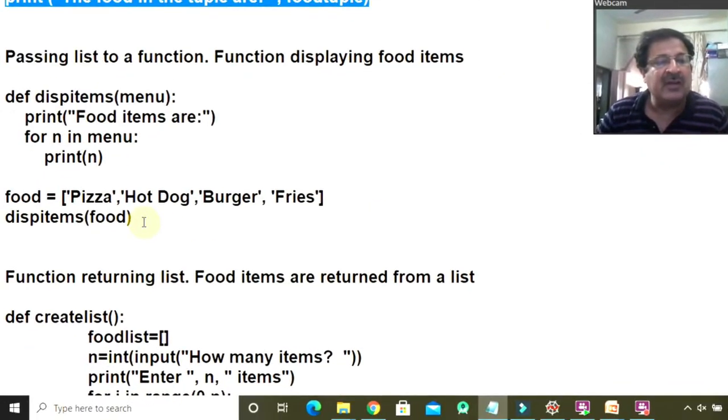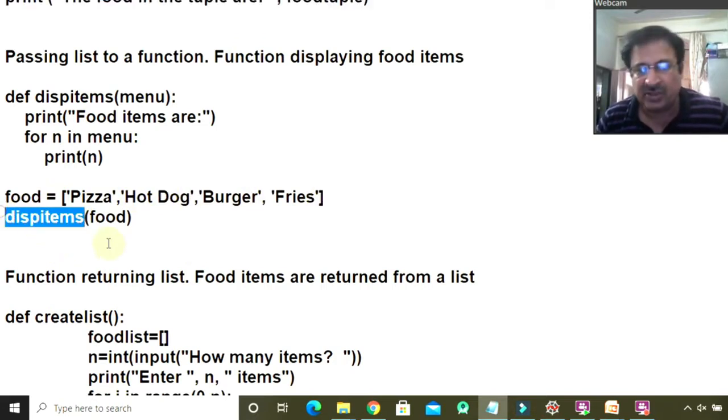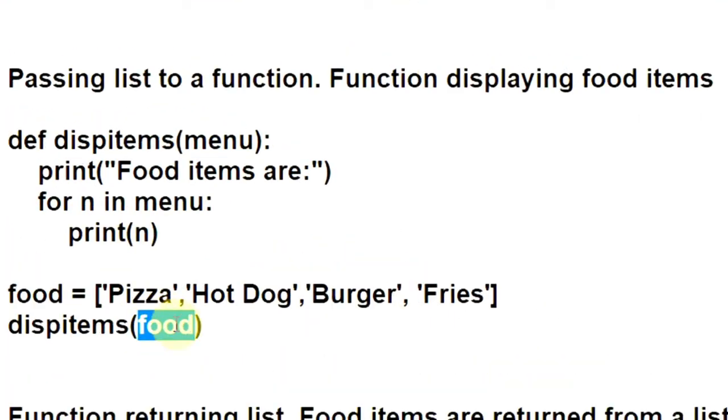In this program, we will understand how a list is passed to a function. This is a list. See, it has items enclosed in square brackets, and it has several items like pizza, hot dog, burger and fries. You are invoking this items function and passing this food, that is the list, as an argument. This food will be assigned to this menu parameter.